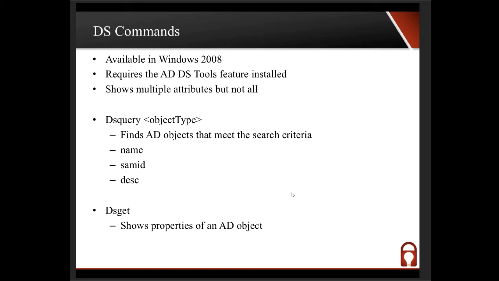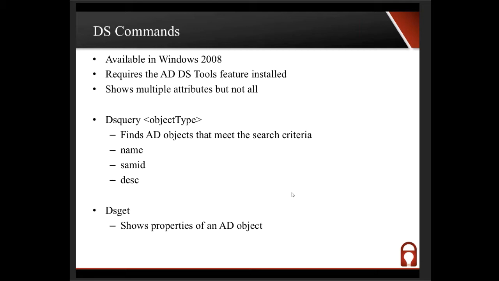The benefit to these tools over the net commands is it's more flexible. You can see more object types, you can get more information from those objects, you can parse it a little bit better. It still won't show all the information, but it still has more than the net commands.